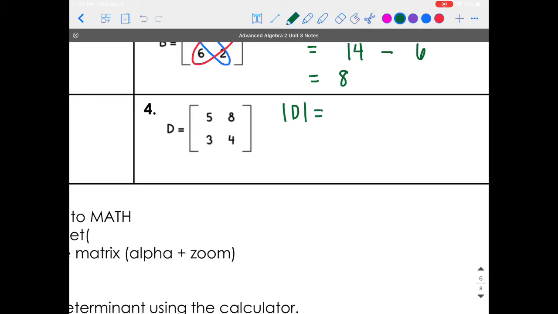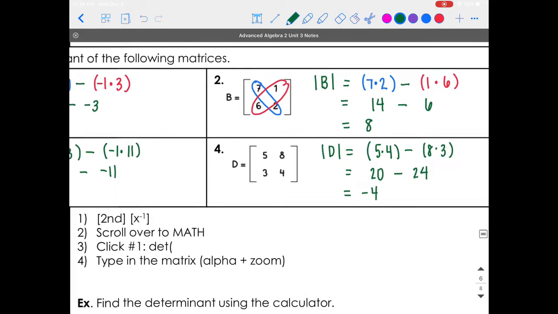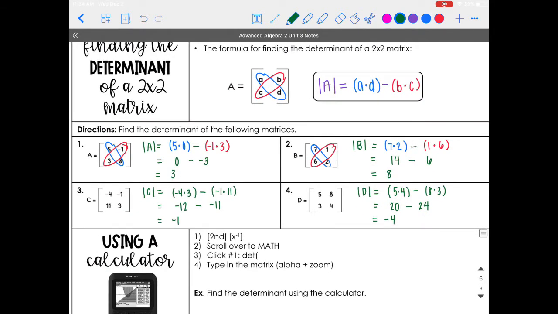Number 4, the determinant of D, we do 5 times 4 minus 8 times 3. 5 times 4 is 20 minus 24. And 20 minus 24 is negative 4.